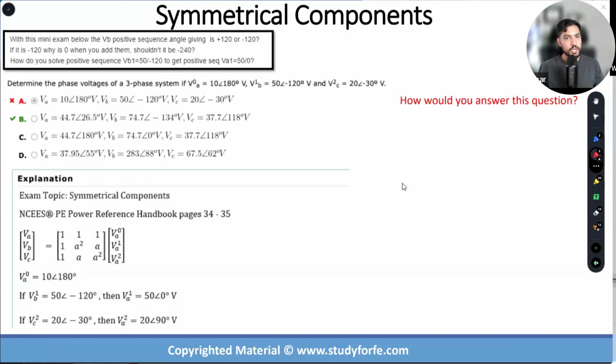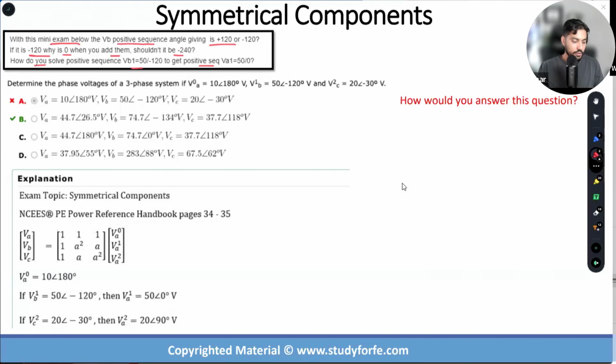This is a question a student asked me. This is a mini exam problem, and the student is saying that with this mini exam below, the VB positive sequence angle given is plus 120 or minus 120. If it is minus 120, why is it 0? When you add them, shouldn't it be minus 240? How do you solve positive sequence VB1 to get the positive sequence VA1? So it's a loaded question.